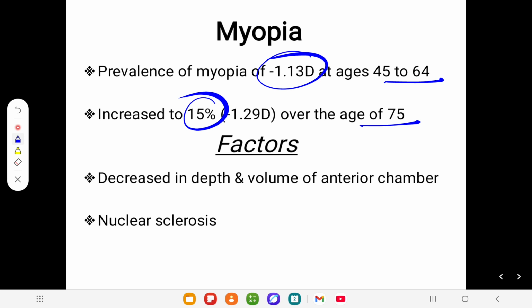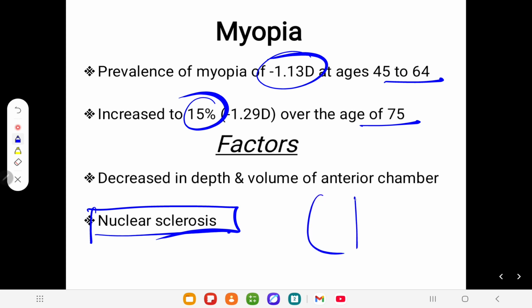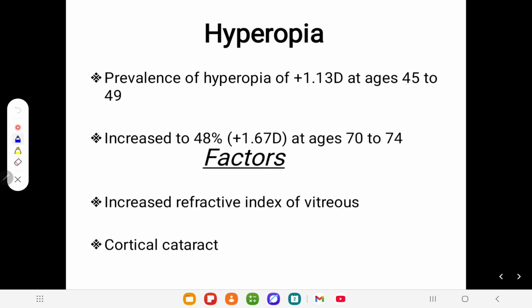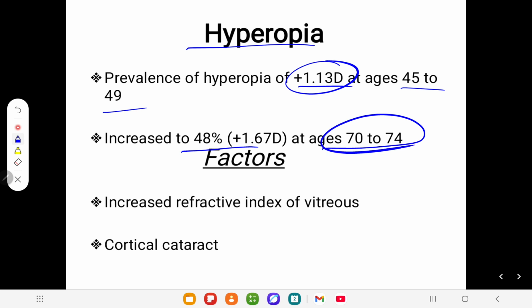The factor is decrease in depth and volume of the anterior chamber and nuclear sclerosis. Yes, nuclear sclerosis is a major thing when it comes to myopia. Decrease in depth and volume of the anterior chamber basically means the cornea and the lens get closer, which will cause myopia, isn't it? If they go a little farther apart it will cause hyperopia. That's basic ophthalmic optics. So hypermetropia prevalence increases up to 48% with age. Basically in older age, a little bit of hyperopia is common.